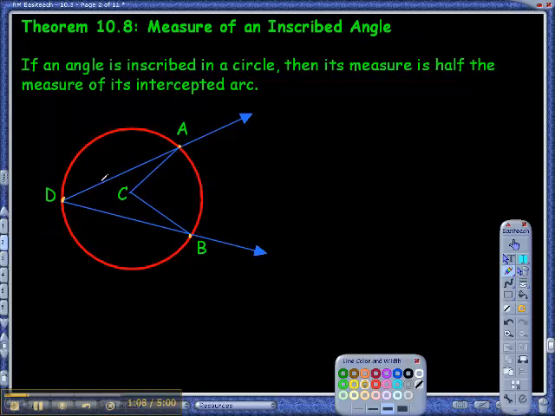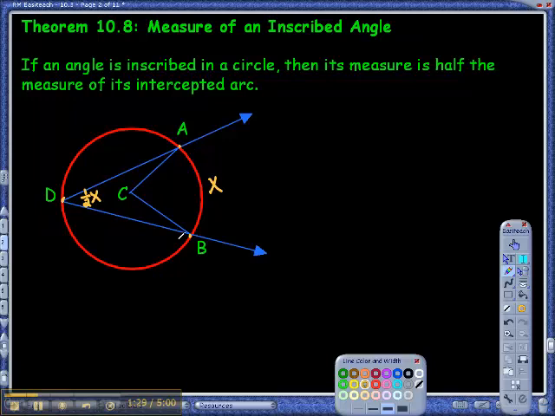So if an angle is inscribed in a circle, then its measure is going to be half of the measure of its intercepted arc. Now, for this example, I don't have any numbers, but if I just said I know that its intercepted arc is x, then we know that this inscribed angle would be 1/2 of x. So its measure is half of its intercepted arc.